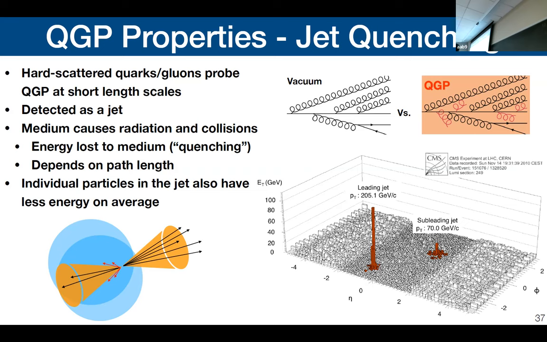And what's interesting is that not only does the entire jet lose energy, but individual particles that are created in the jet also lose energy, right? So if you just look at particle spectra, you can see the imprint of jet quenching.